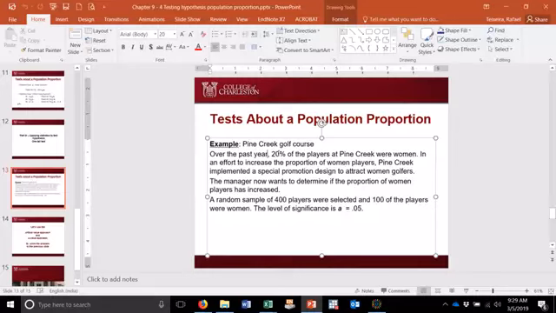And one important piece of information is this: 20% of players at Pine Creek were women. So I'm going to use this piece of information in the null hypothesis and the alternative hypothesis. And the manager wants to determine if the proportion of women has increased to more than 20%. So my null hypothesis in this case is that the proportion of women is smaller or equal to 0.2. And the alternative hypothesis is that the proportion of women now is greater than 0.2.